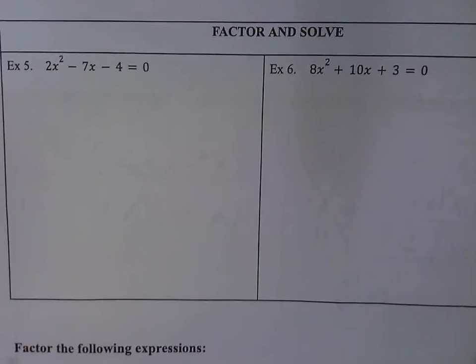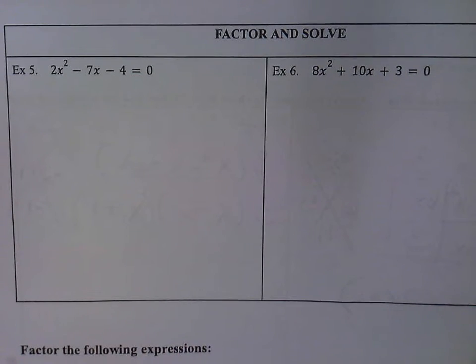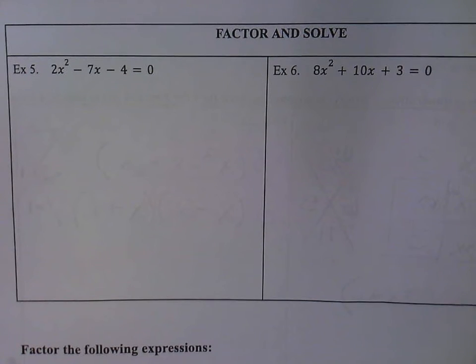I got these 2 problems. How are these different? They say equals 0 at the end. So factor and solve. So I have to do the factoring step and then say what x is. How do I know that I'm going to use the box method? I have a 2x squared right there. So I'm going to set up the box.